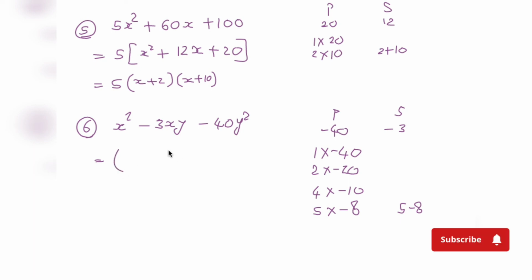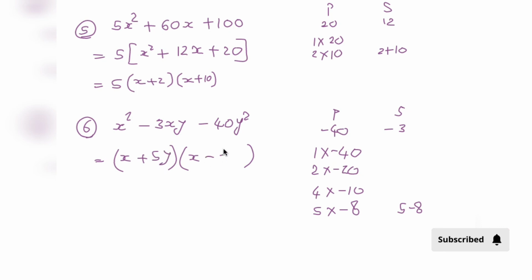So we can write here, but a little bit different: x, x, plus 5, but here y also, and negative 8y. So this is the answer.